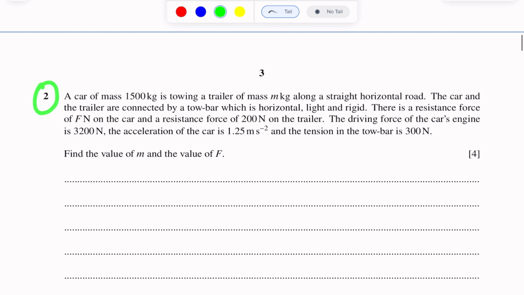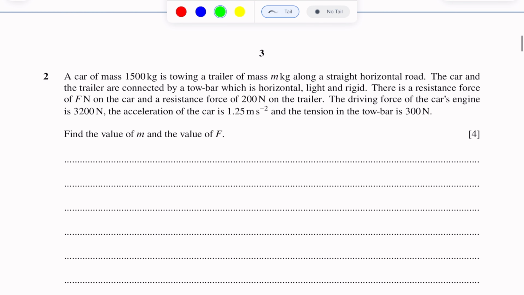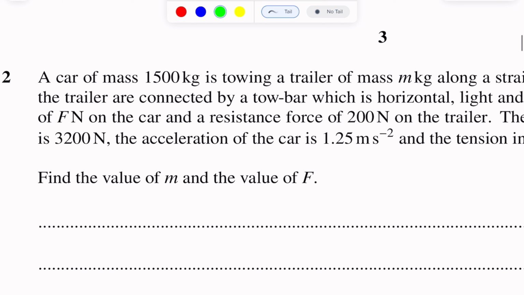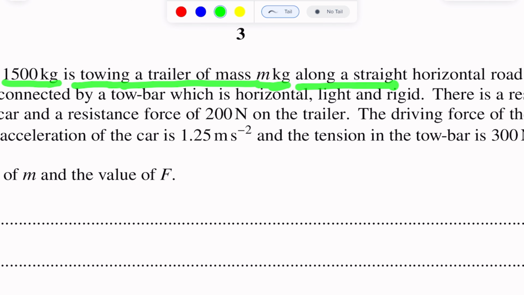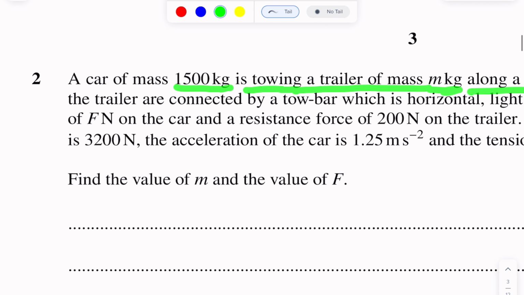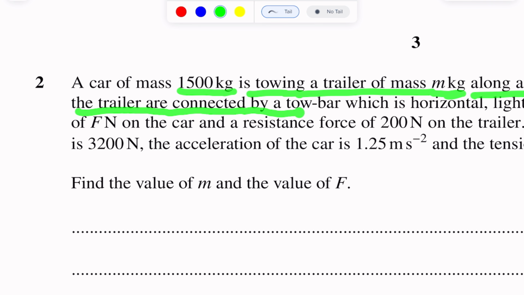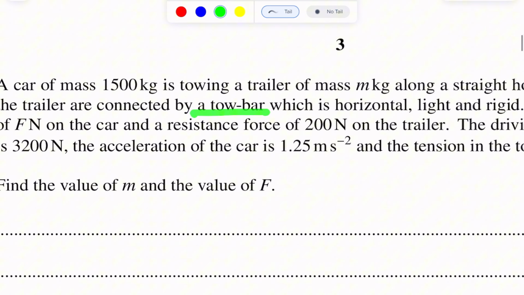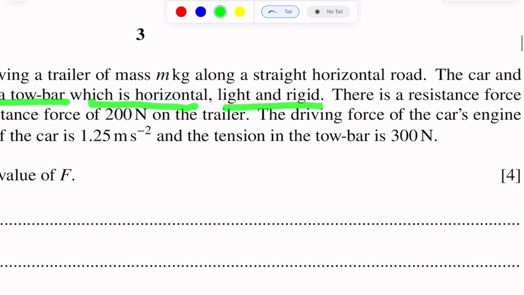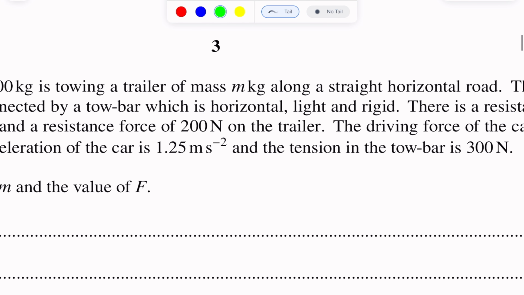Question number two. This question is from Newton's laws of motion. A car of mass 1500 kg is towing a trailer of mass m kg along a straight horizontal road. The car and the trailer are connected by a tow bar which is horizontal, light and rigid.